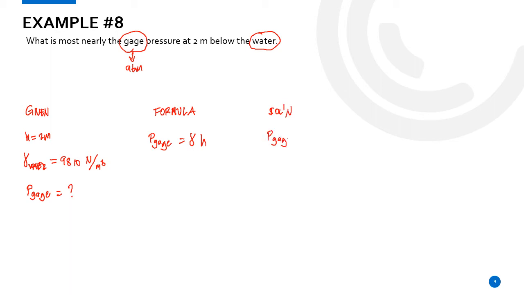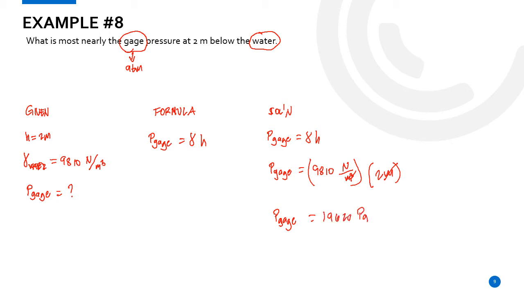So solution. Gauge pressure is equal to specific weight times height. So gauge is equal to specific weight is 9810 Newton per cubic meter, no? Times height nga 2 meters. So cancel lang meter. So ang atong gauge karon is equal to pila man? 19620, no? 19620 Pascal, or let's say approximately 20 kPa na lang. Or 19.6 kPa. Depende sa inyo ha. Ako giround off man ako siya into kPa. So mao na ang answer para sa gauge pressure 2 meters below sa water level.